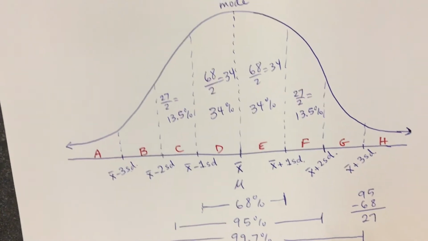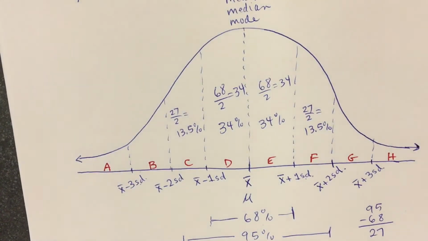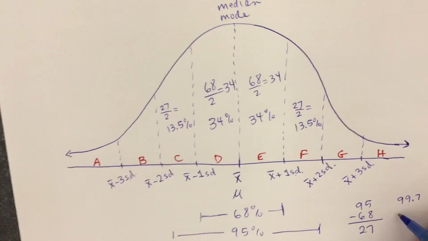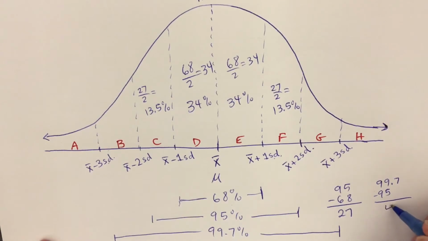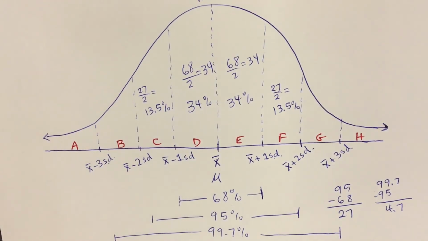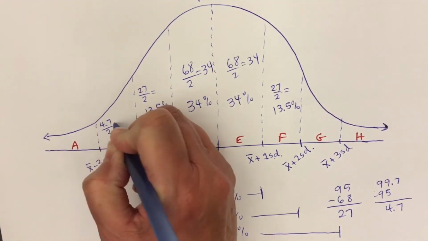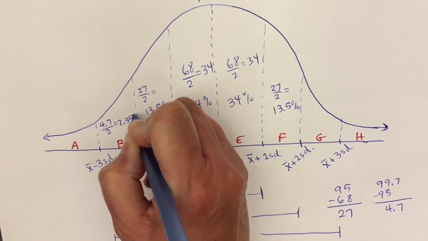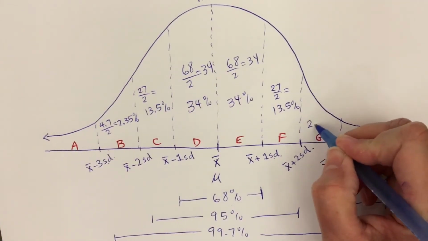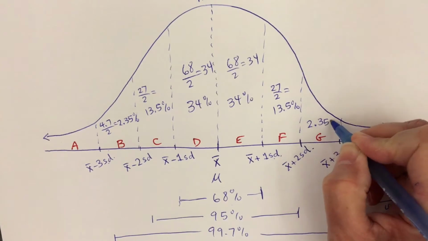99.7% of the data goes from B to G. Well, from C to F, there was 95%. So to find what's left to share between B and G, I can do 99.7 minus 95. That's 4.7. 4.7% is shared equally between B and G, divided by 2. That's 2.35% on both of those, B and G, 2.35%.